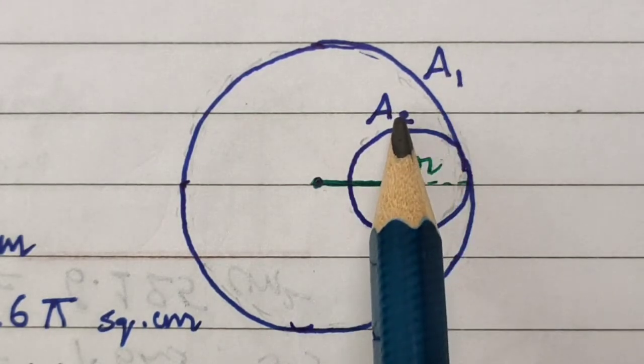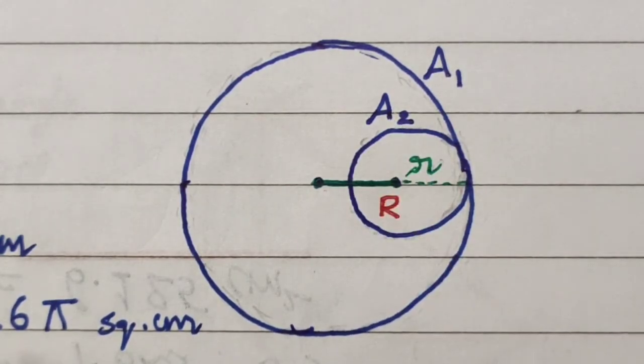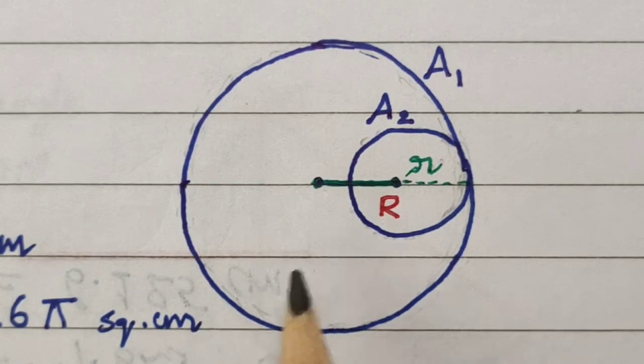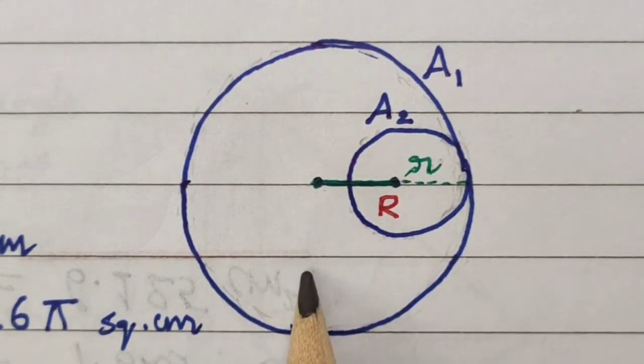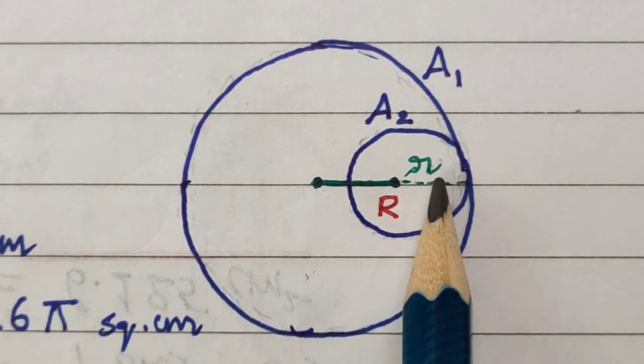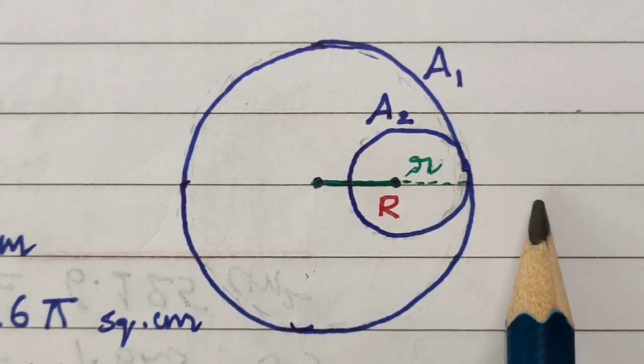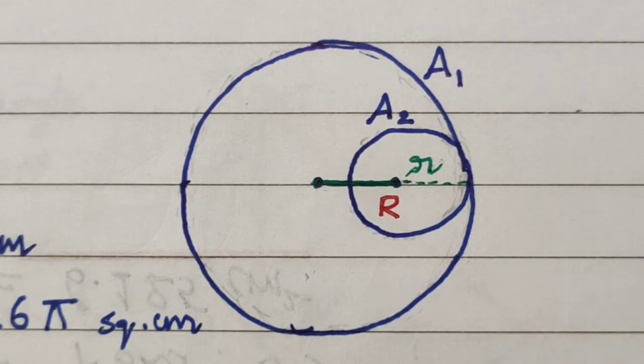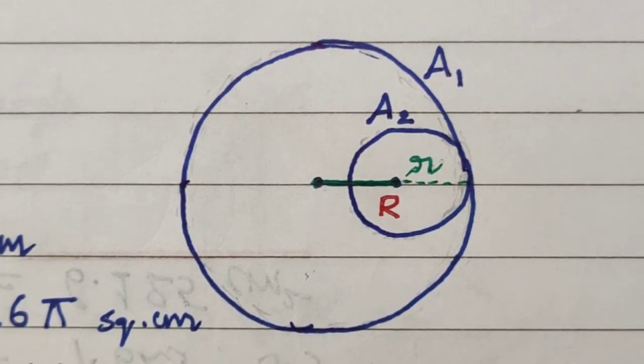A1 plus A2 is given as 116 pi square centimeters. The area of the bigger circle is pi R square, and the area of the smaller circle is pi small r square. That is equal to 116 pi. When we take pi common, R square plus r square is equal to 116. As in the previous example, (R plus r) whole square plus (R minus r) whole square is equal to 2 times (R square plus r square).